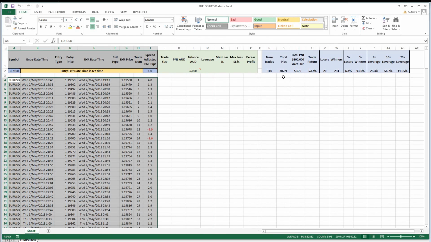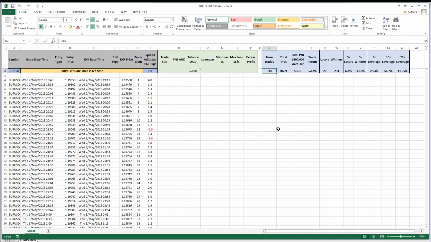There's some more Euro US dollar. This was done on the 2nd of May and 3rd of May. For this day, we generated 314 trades, made 402 pips, produced a flat, non-compounding return of 5.67% for the day. There are fund managers out there who'd be happy to make 5% a year. This thing will make 5% a day. 93% winners, and if you leverage that thing up at 20 to 1 leverage, you'd be making 100% a day return. So with a relatively small account, you could compound that up into very large numbers very quickly.